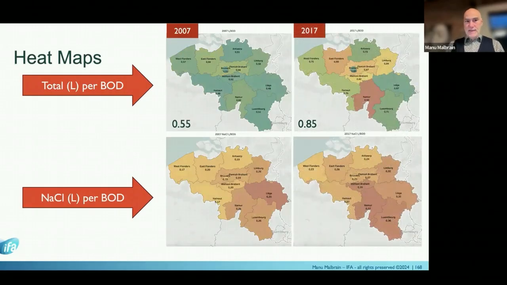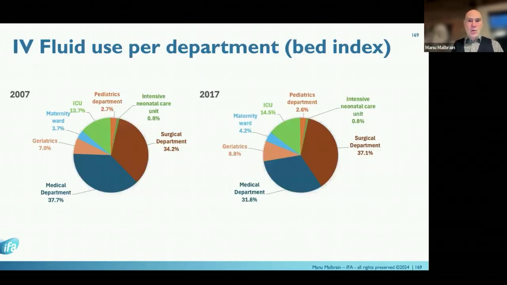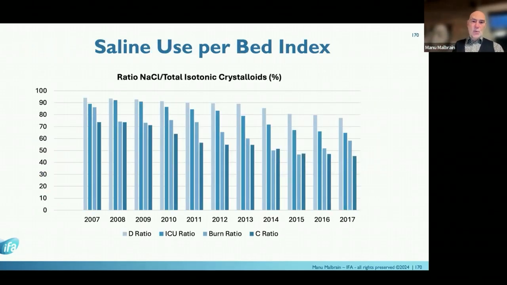And the same trends in the liters per bed occupying day, from half a liter to almost 1 liter, and also the saline use, you see that the country is coloring more and more red, so we're giving more saline still. If we look at where the fluids are issued, it is the medical department and the surgical department, but you see the ICU is a big spender, as well as geriatrics that is on the rise.